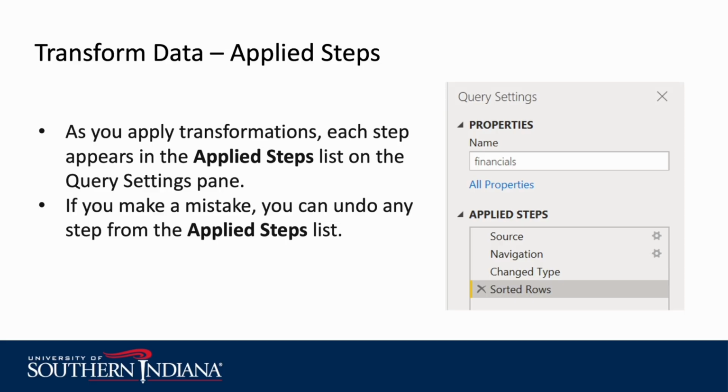Each transformation you apply appears in the Applied Steps list on the Query Settings pane. If you make a mistake, you can undo any step from this list. This makes it easy to experiment with data shaping without fear of losing your progress.